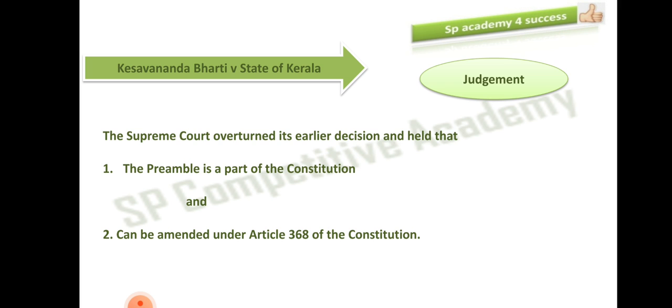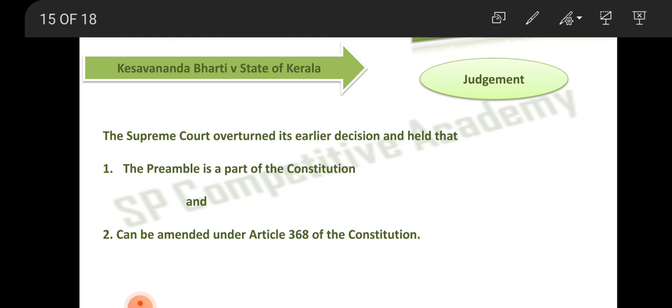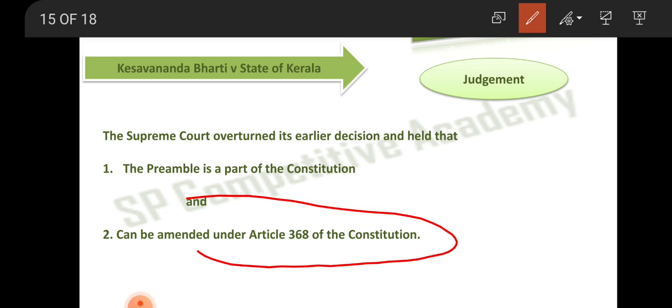But according to the Keshavananda Bharati case, it has clearly said in the judgment that we can make amendments in the preamble according to Article 368. Means it's a part of the Constitution. So you can use Article 368. What is Article 368? The amendment article.